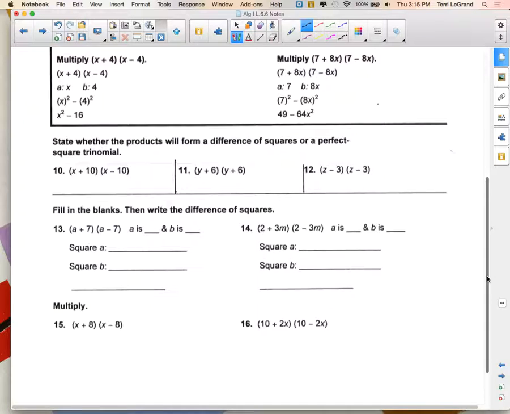So now this is kind of like on the front. There was one that wasn't a perfect square trinomial. I bet it was a difference of 2 squares. Let's look at number 10. Would that have a perfect square trinomial product? Why not?